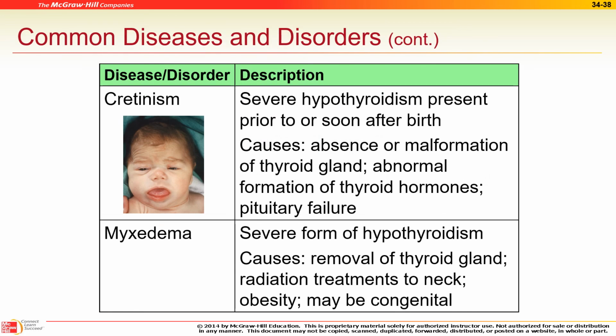Cretinism, that's no thyroid from birth, so it's congenital, or it needed to be removed shortly after birth. So severe birth defects. And then in adulthood, if you remove it yourself, then it will pretty much mimic cretinism. Good thing is we can supplement you with thyroid hormone for the rest of your life.